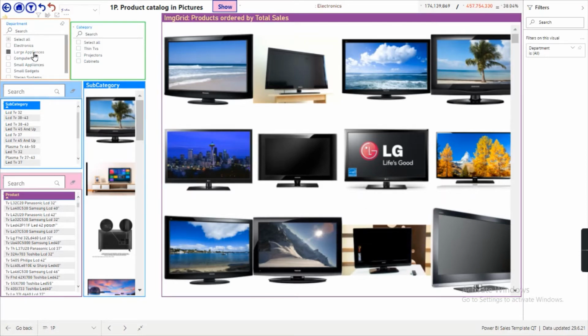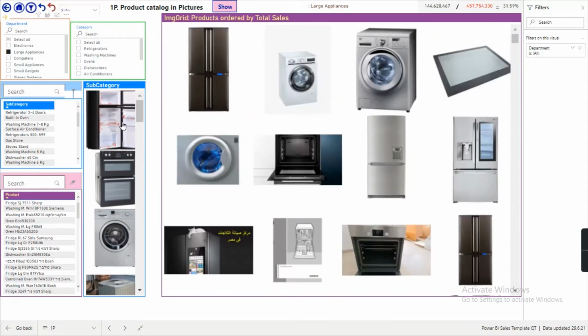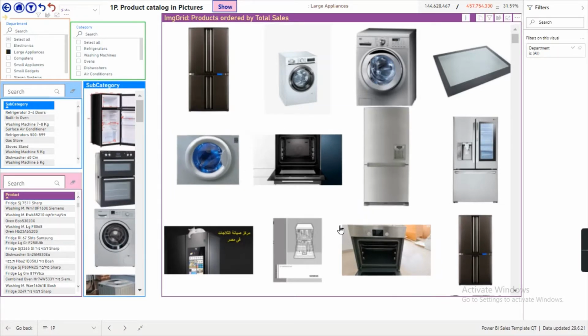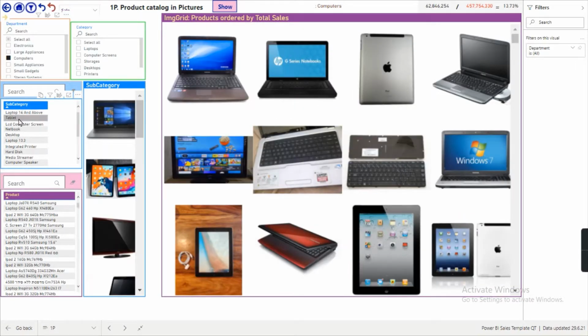In large appliances, it's more diverse. We have refrigerators, oven, washing machine, and air conditioner. In computers, let's see it here. It's easier. Big laptops, tablets, and LCD computer screen. Okay.